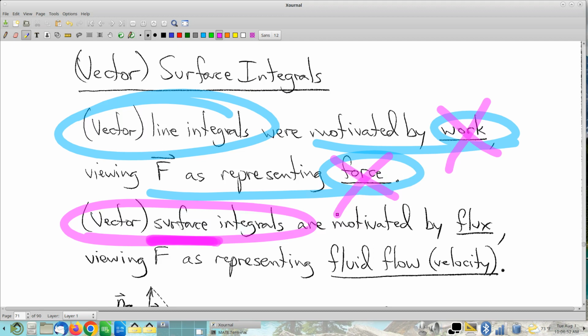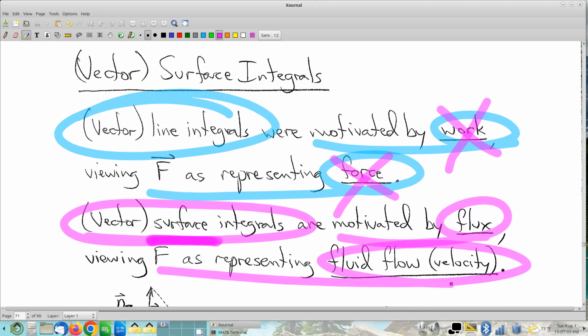We're going to be interested in this idea called flux, which we've already introduced in a two-dimensional version. In order to understand it, we're going to need our vector field to represent a fluid flow. So let go of forces. There are no forces in this discussion to follow. It's all fluids. Is that cool?